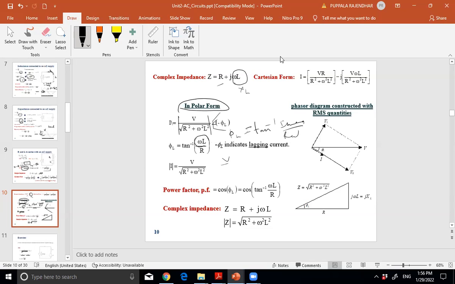How to get the magnitude of this one? In polar form, Z is equal to square root of R square plus omega L square. For any complex quantity x plus jy, the magnitude is found by square root of x square plus y square. So this is the resistance. Inductor is lagging here by 90 degrees, and this will be the resultant, that is j.